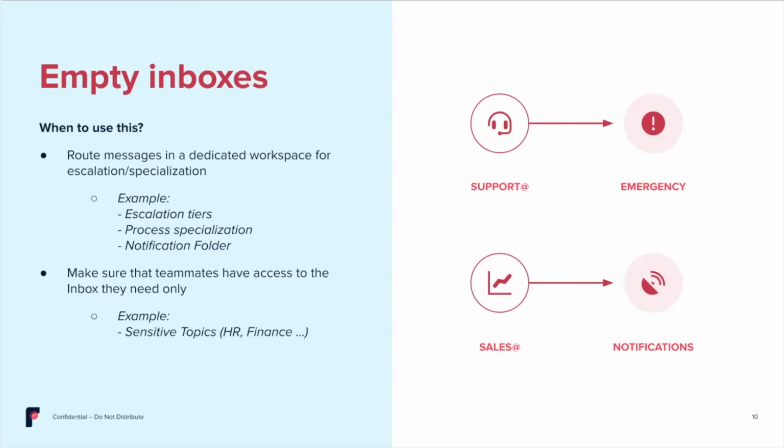Now, I will say a pro tip here is to make sure that teammates have access only to the inboxes that they need. Specifically, when you think about sensitive topics like HR, finance, or other topics that you might have at your business, you want to make sure that you have changed or set the permissions so that your teammates only have access just to those topics of conversation, and that you're not exposing all of maybe those sensitive topics that not everyone should see.